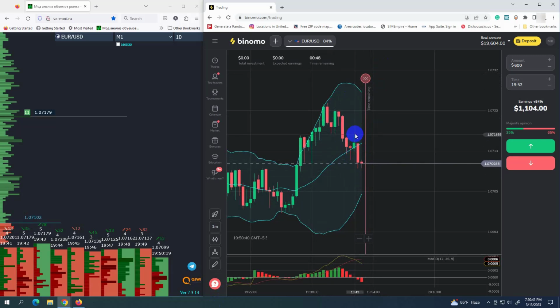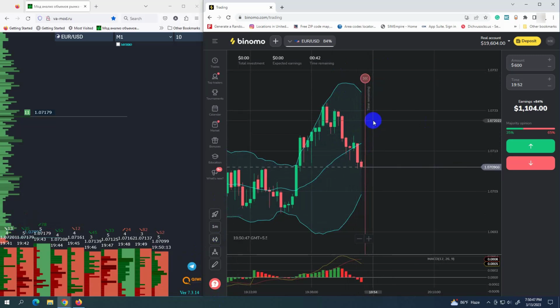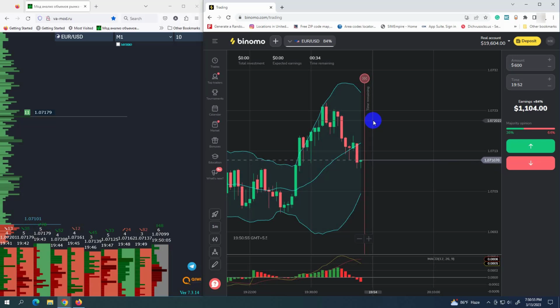And you can see it was the green candles. And overall you can see I have made almost $1,000 profit right now.